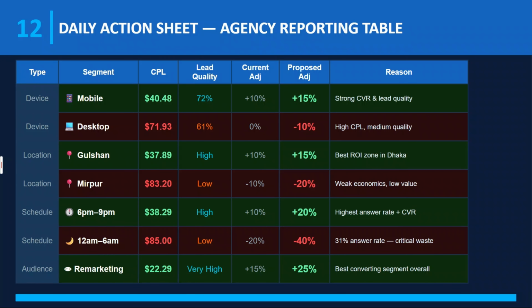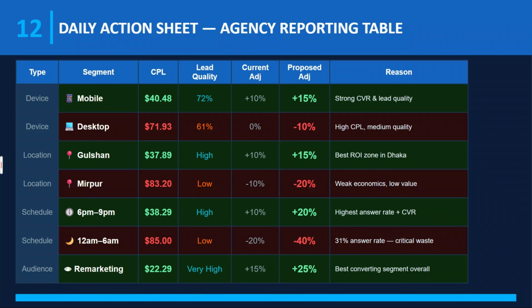Now let me show what this looks like in practice. This is a real daily action sheet, the kind I use in my agency when managing multiple accounts. Look at this table. We have 7 segments across device, location, time, schedule, and audience.